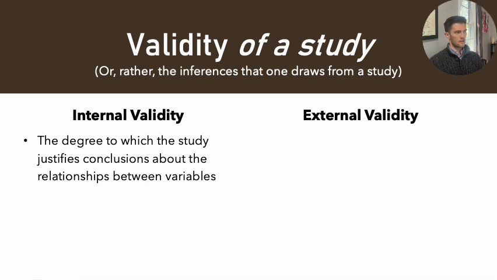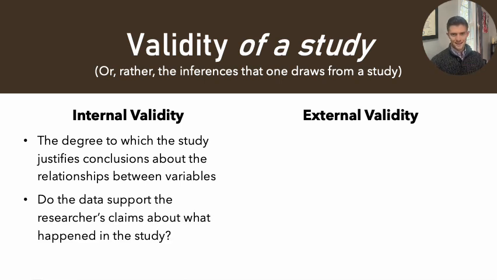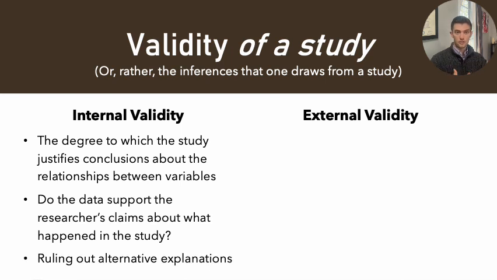When we talk about internal validity, another way of thinking about it is the degree to which the study justifies conclusions about the relationships between variables, or do the data actually support the researcher's claims about what happened, right? So, for instance, if we administer some kind of experimental intervention and we see a change in some outcome, we're probably going to make the inference that the intervention has an effect on the outcome. But is that actually a valid inference, right? Are there alternative explanations that haven't been ruled out that could just as well make sense of the change we saw in the outcome? That's the kind of thing we're doing.